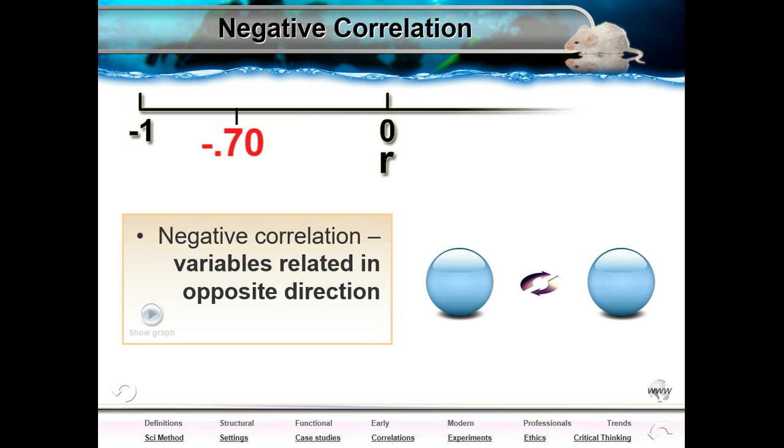Negative correlation does not mean a bad correlation. It means the variables go in opposite directions.